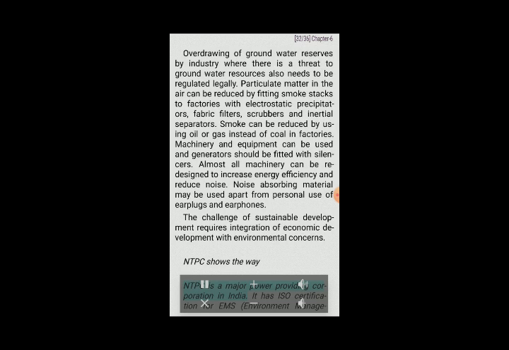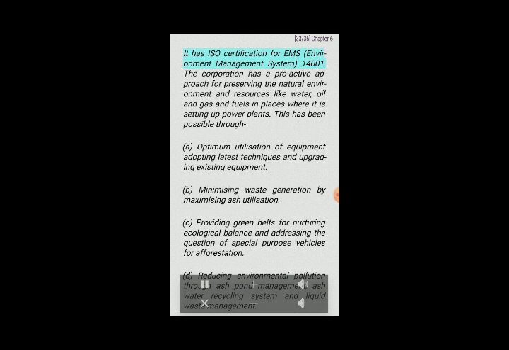NTPC shows the way. NTPC is a major power-providing corporation in India. It has ISO certification for EMS, Environment Management System 14001. The corporation has a proactive approach for preserving the natural environment and resources like water, oil and gas, and fuels in places where it is setting up power plants. This has been possible through: A. Optimum utilization of equipment, adopting latest techniques and upgrading existing equipment.